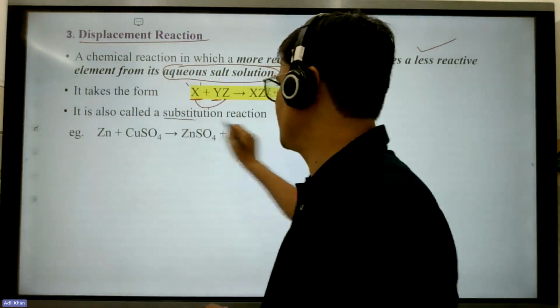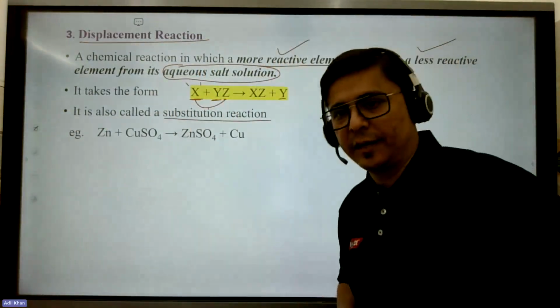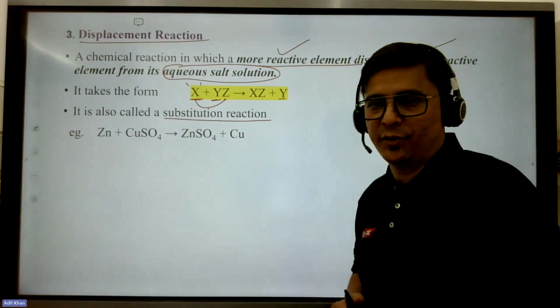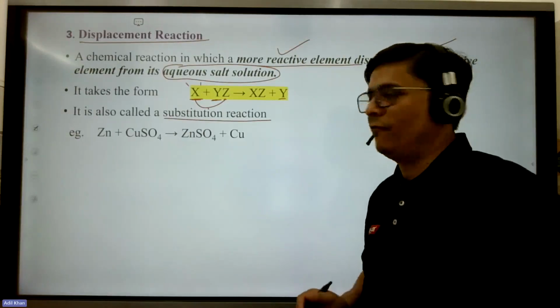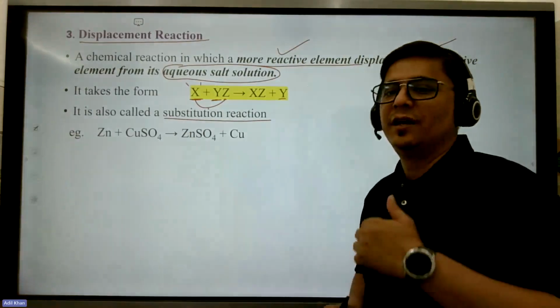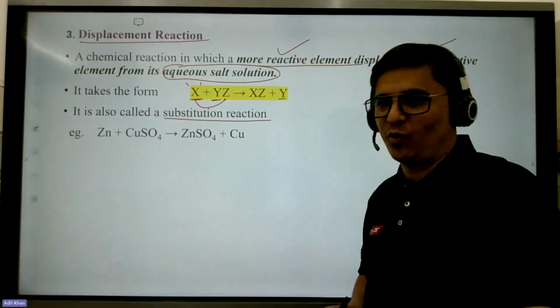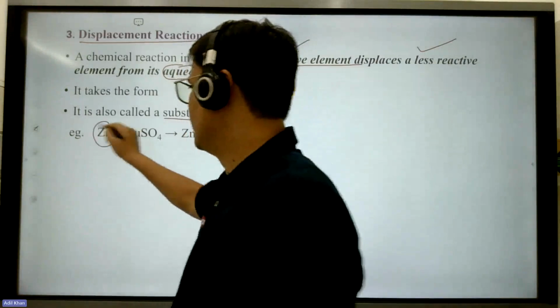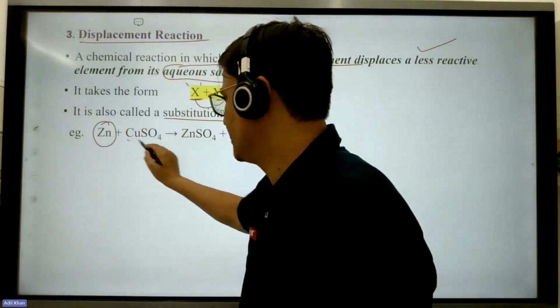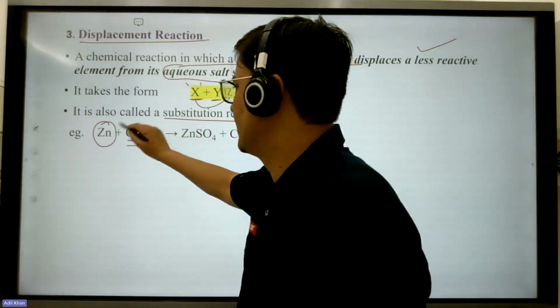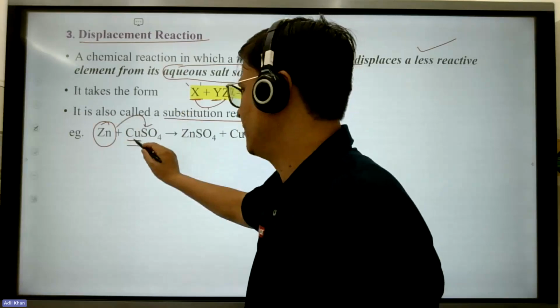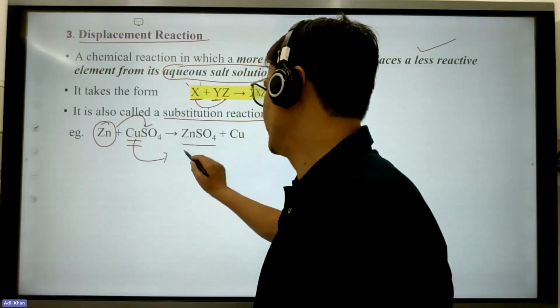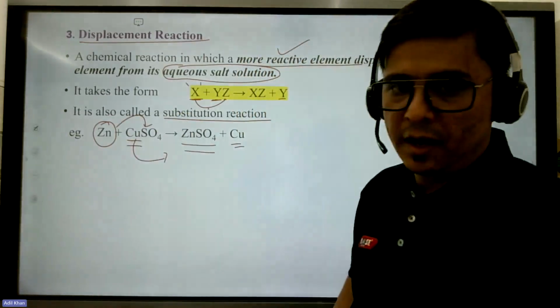It is also known as substitution reaction. For example, if Messi and Ronaldo are both playing together, first 45 minutes Messi, second 45 minutes Ronaldo, or vice versa, it's like that. So here I take a more reactive metal, zinc. It is reacting with the less reactive metal, copper. So zinc comes and reacts with copper sulfate, and copper will come out. So it will give you zinc sulfate and copper.